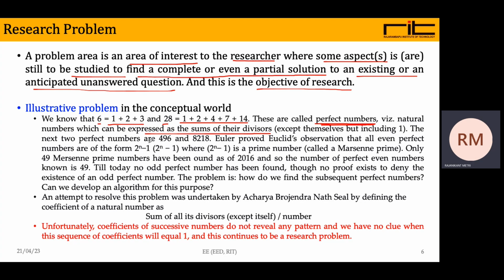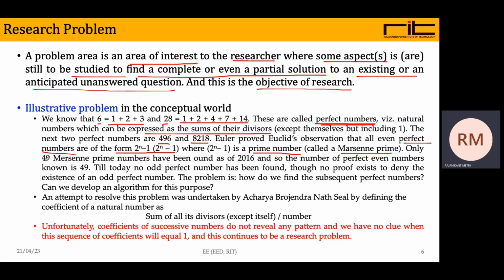Now, similarly, the next two perfect numbers are 496 and 8128. So these are very rare numbers, and Euler proved Euclid's observation that all even perfect numbers are of this form. That is, through research, Euler observed that all even perfect numbers are of the form 2 raised to n minus 1 into 2 raised to n minus 1, where 2 raised to n minus 1 is a prime number, and this is called a Mersenne prime.